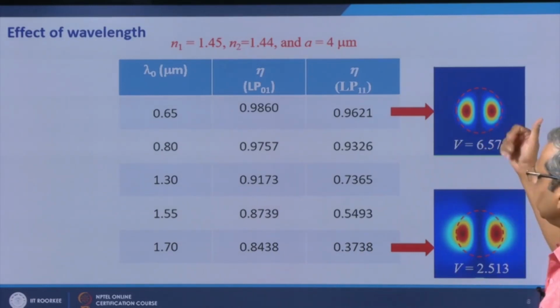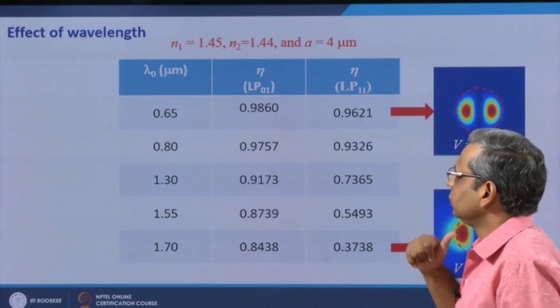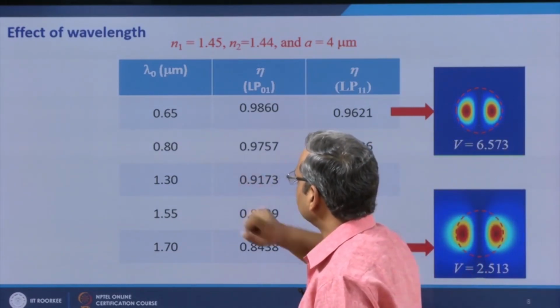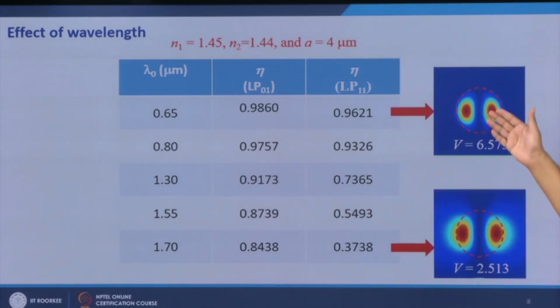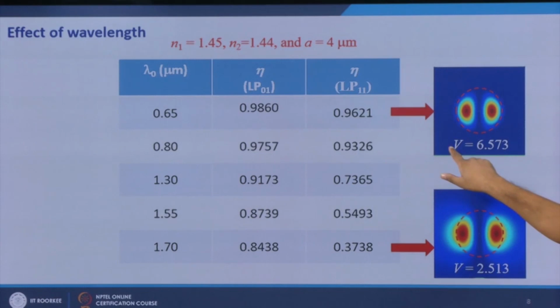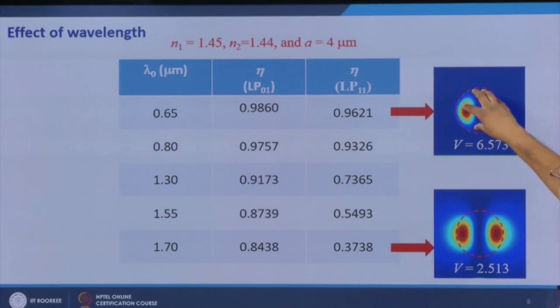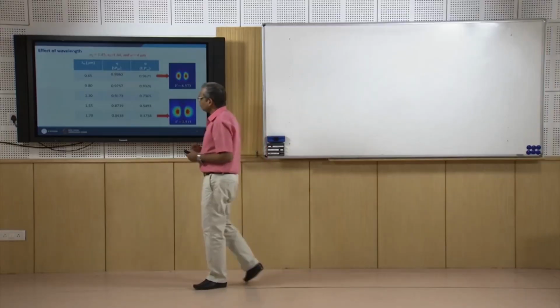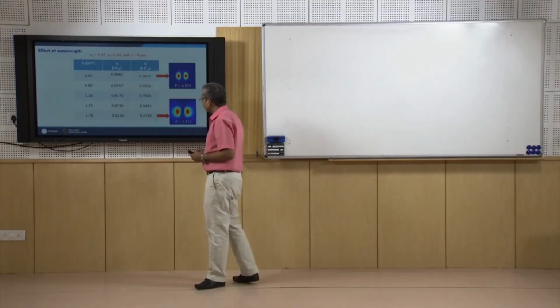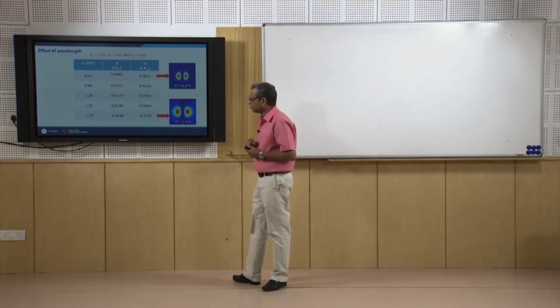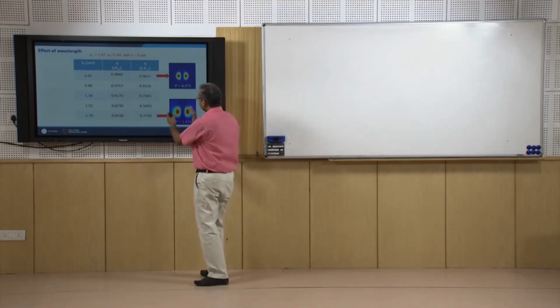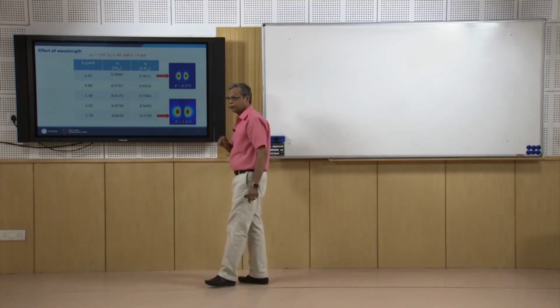If you look at the modal fields of LP11 mode at 0.65 micrometer wavelength, then it looks like this, where the value of V at this wavelength is 6.57. So, high value of V, so most of the power is in the core. But if you go to 1.7 micrometer wavelength, the value of V is 2.5, which is very close to cutoff. The cutoff is 2.4048, and then I see that the field spreads out, and there is only 37% power in the core.